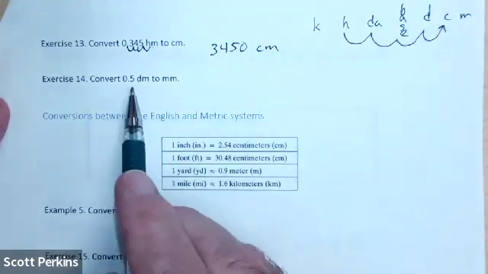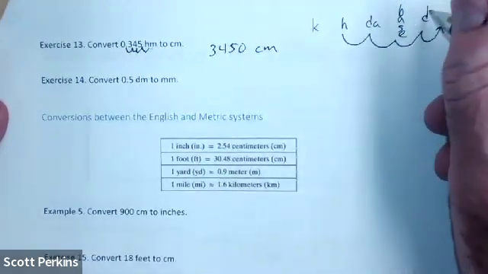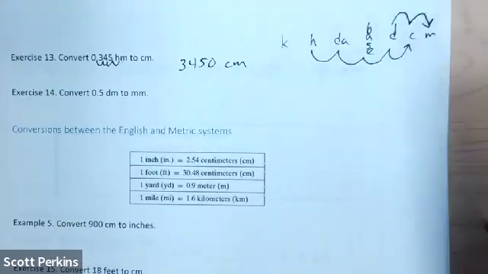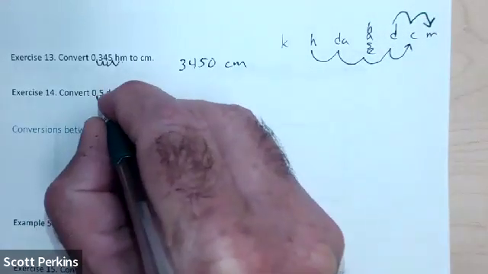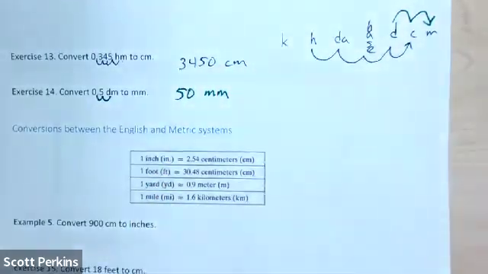And then the last one, I'm going from 0.5 decimeters to millimeters. So deci is right here. And then I'm going to milli, so 1, 2 to the right. So 1, 2 to the right is 50 millimeters when I do that conversion.